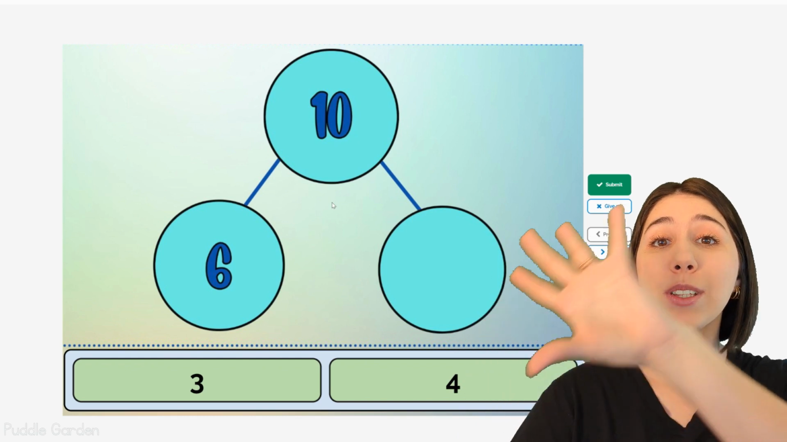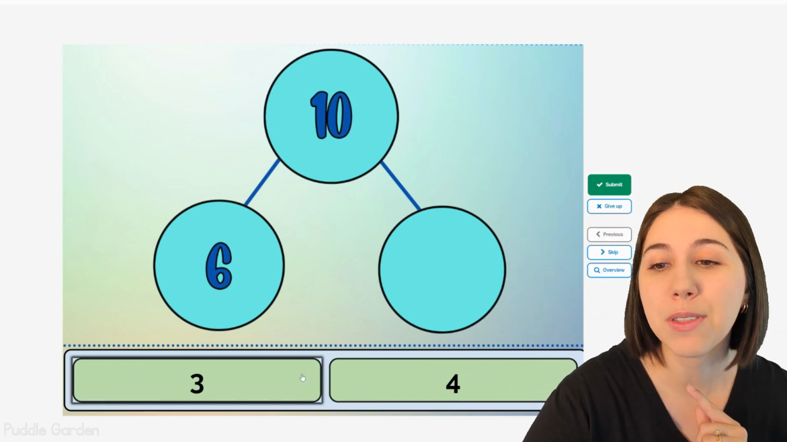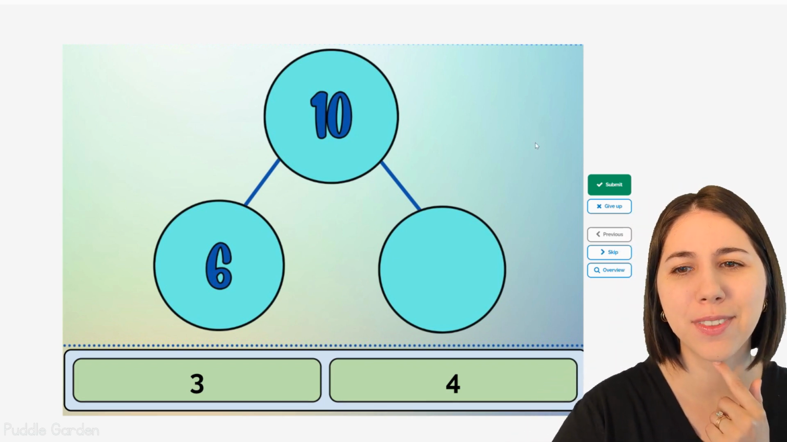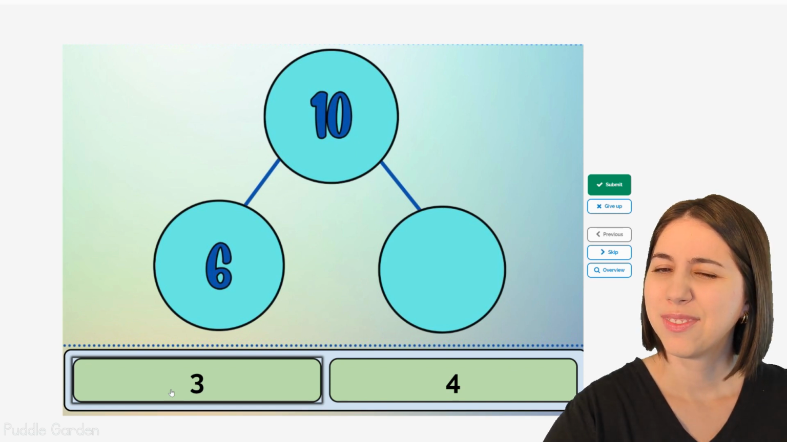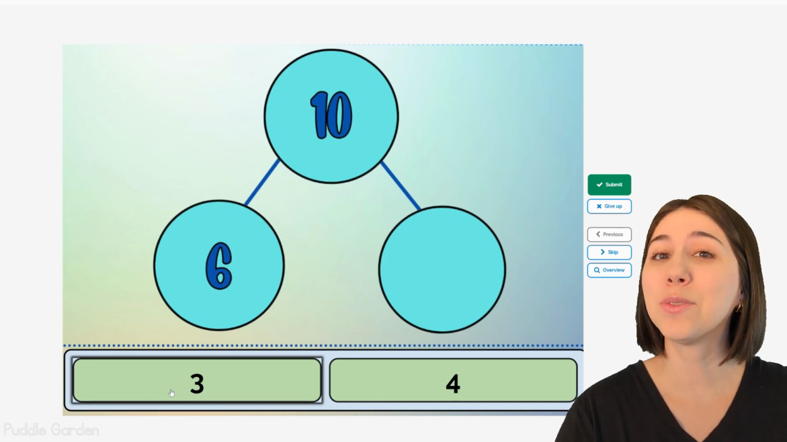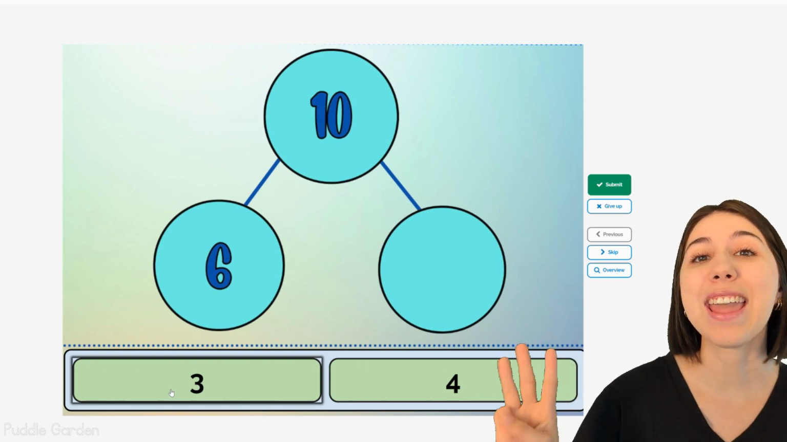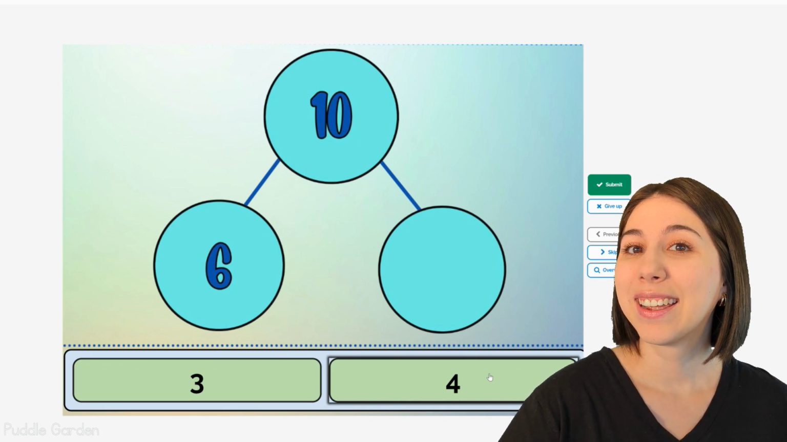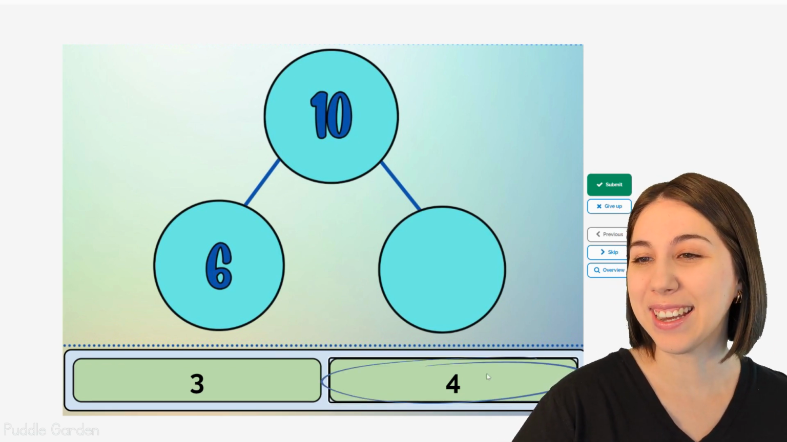So now if we switch it around and we have a 6 here, what number do you think we're going to add to get to 10? Do you think we're going to add a 3? No, because that equals what number? 7, 8, 9. That equals a 9. What about our 4? Yep, that equals our 10.